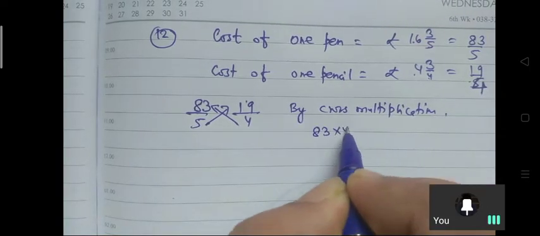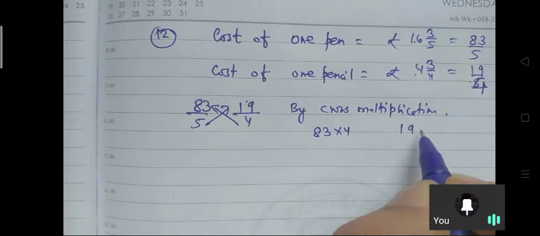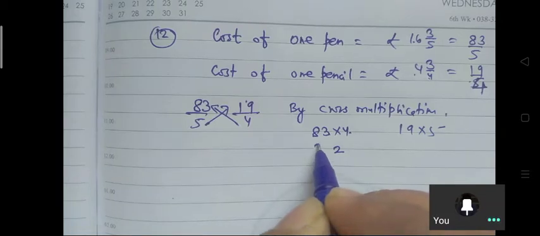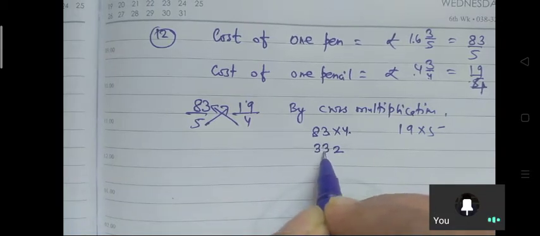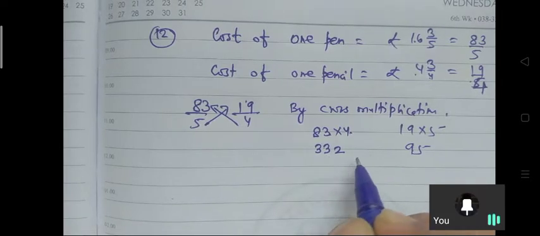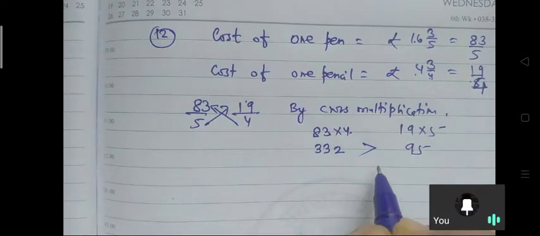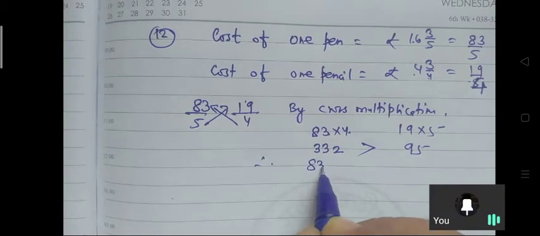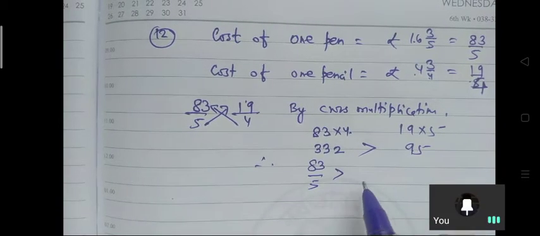So by cross multiplication, 83 into 4 and this is 19 into 5. 3 times 4 is 12, 8 times 4 is 32 plus 1, 332, and this is 95. Which one is greater? Surely this one is greater. So 332 is greater than 95. Hence, we can say that 83 by 5 is greater than 19 by 4.